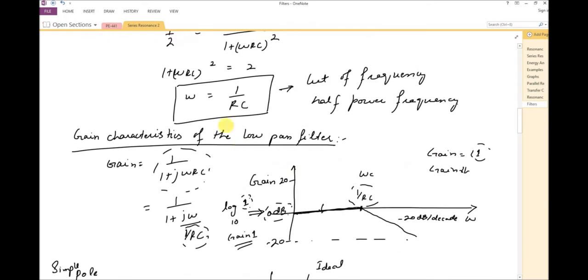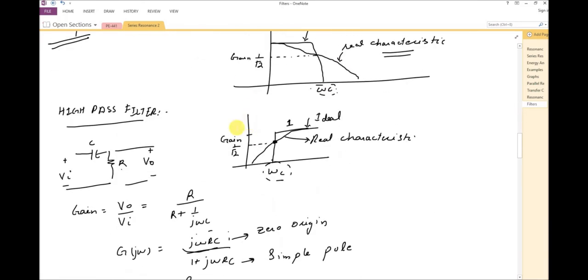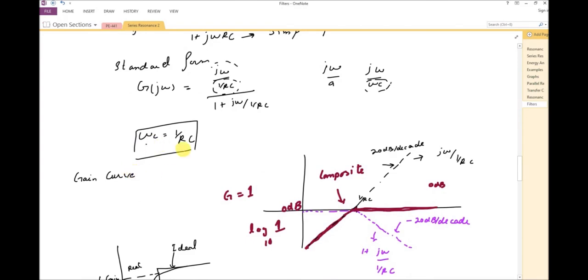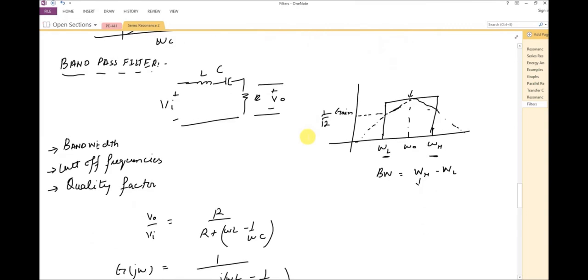So the cutoff frequency was actually equal to 1 over RC. In the high pass filter, again we have an RC circuit in which we are getting the output voltage across the resistor, and if you have to set the cutoff frequency, you just have to change the values of resistor and capacitor. Then I have defined the band pass filter, it is the series combination of inductors, capacitors and resistance.